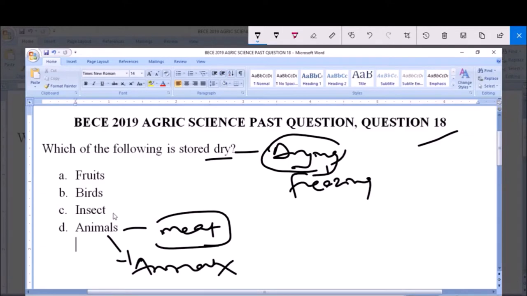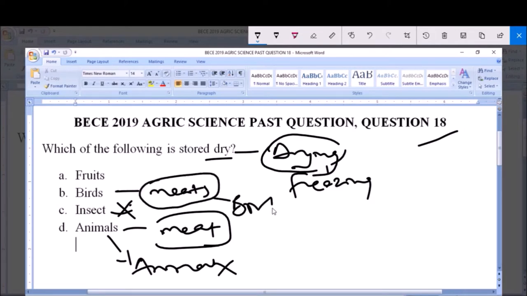C says insects. Insects is automatically wrong. Then B says birds. Also, meat obtained from birds can be stored by drying. But the option did not say meat. The option says birds. And for us to be critical in our analysis, we can't go for birds because it is too ambiguous.